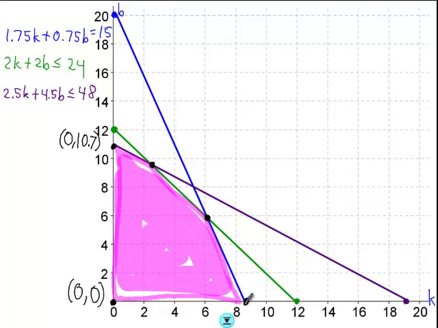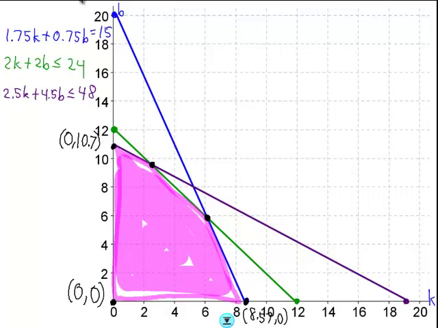We already know this one. This was the blue one, and I'm going to have to look it up. Maybe I should write it down. It was 8.57, approximately. So he can make 8 cakes. All right. Now, right here, we've got to find where the purple line and the green line cross.